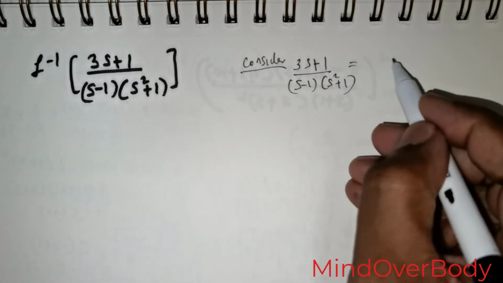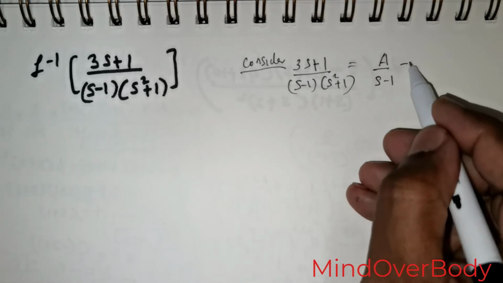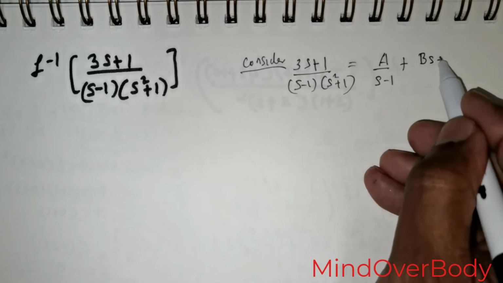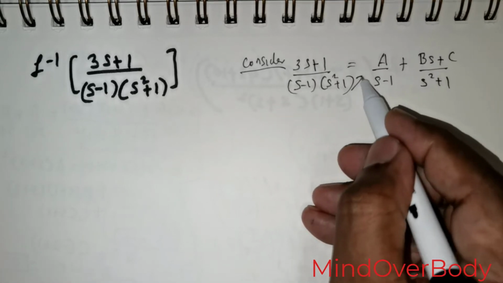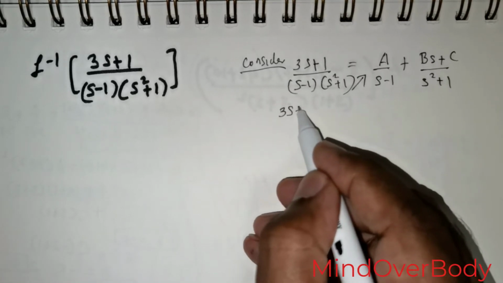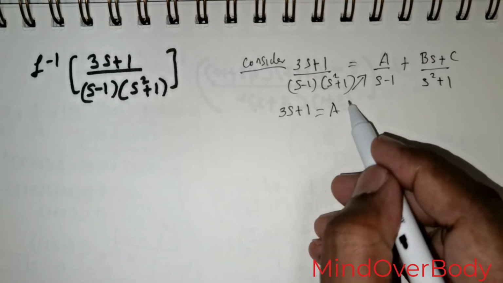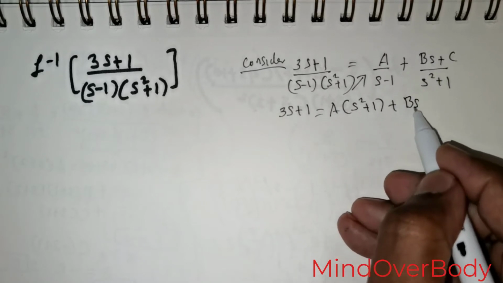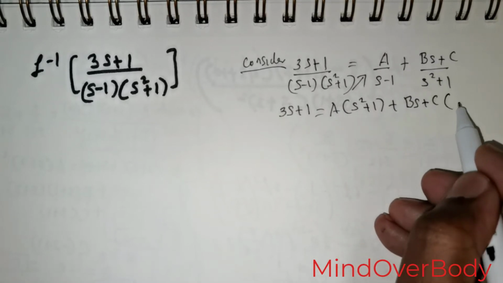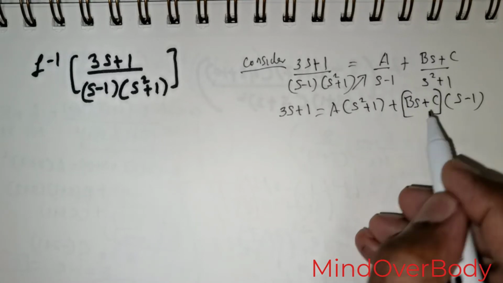Now this is represented as a over s negative 1 positive b times s positive c divided by s squared positive 1. Upon cross multiplying, I would get 3s positive 1 on the left hand side. On the right hand side, I would be getting a of s squared positive 1 positive b s positive c of s negative 1. So this is what I would get.